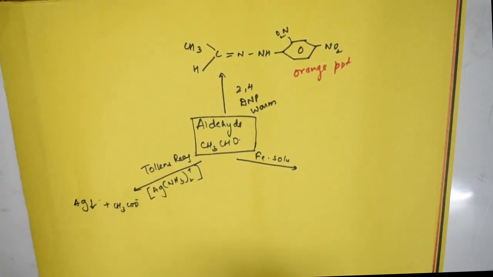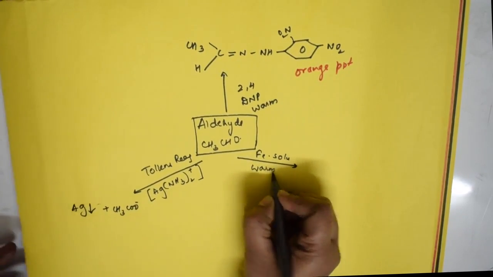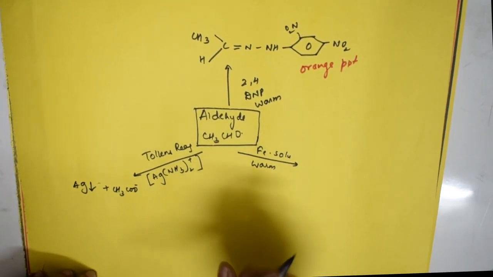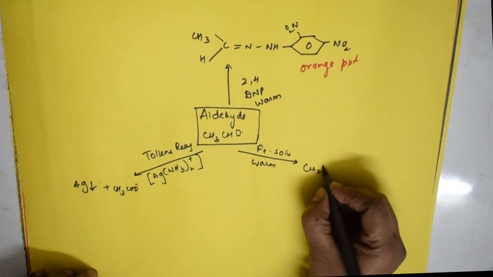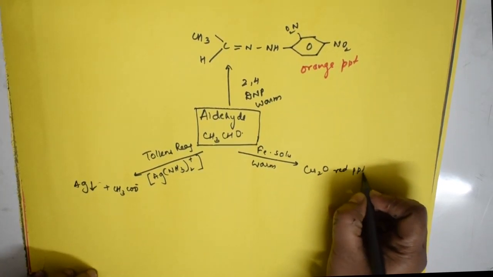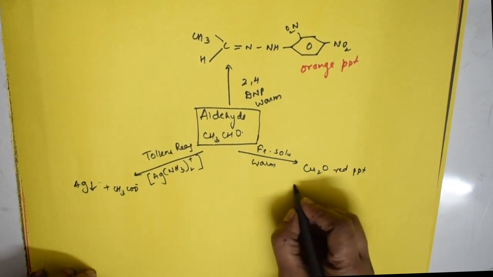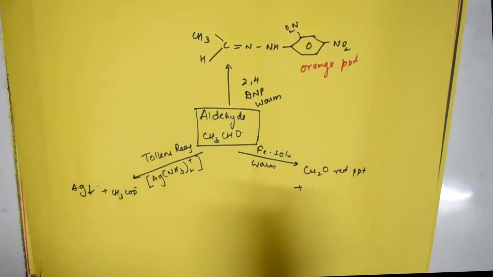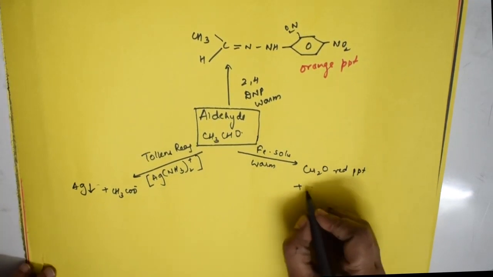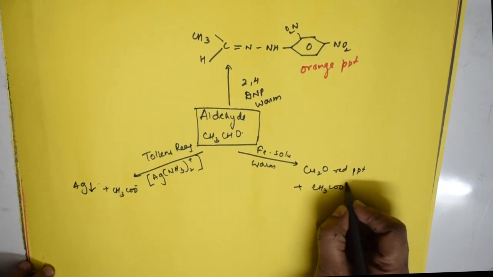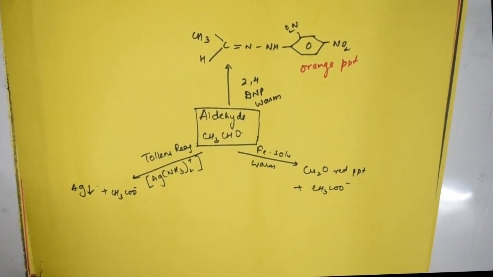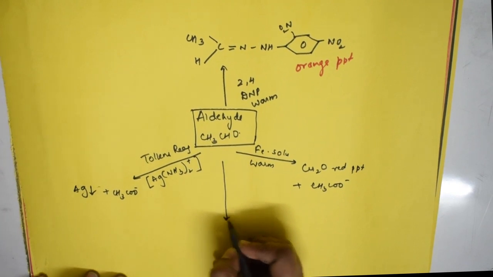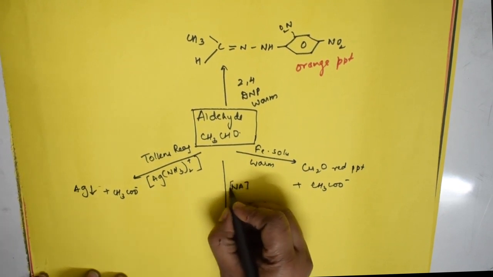Now, when I add Fehling's solution A, then Fehling's solution B, and warm it, what do you get? You get a red precipitate of copper oxide, and CH3COO minus is out. This is fine? Okay. Now further, if I take an aldehyde and perform a nucleophilic addition reaction.